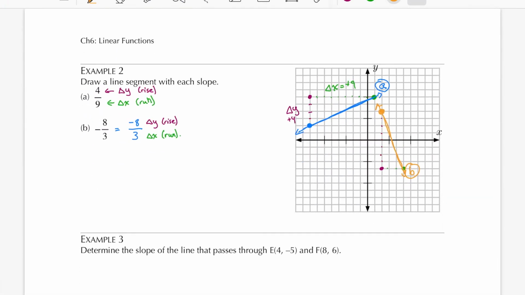All right, so in these 2 examples, you learned how to get the slope from a graph and, using the slope, draw a line of that slope.